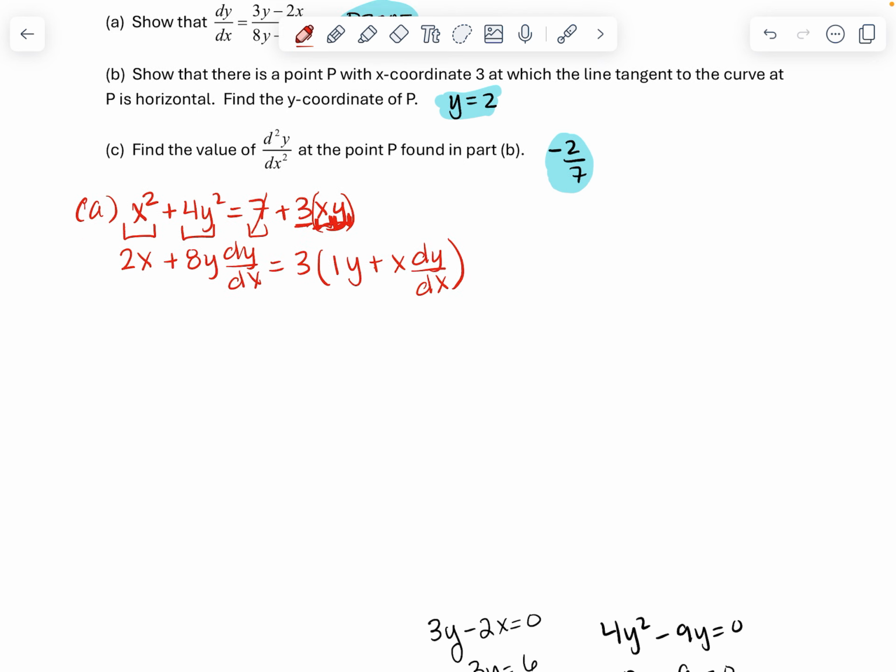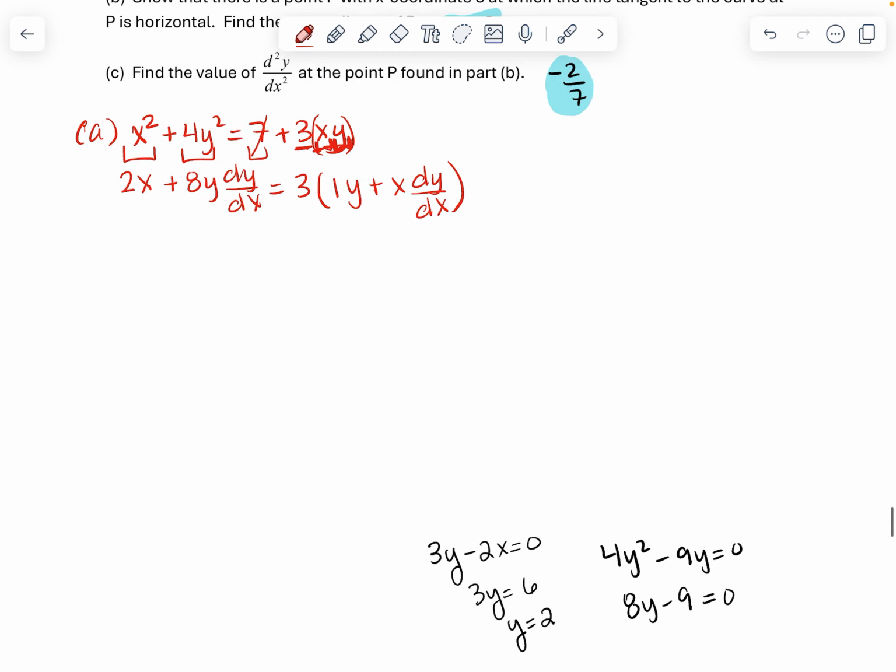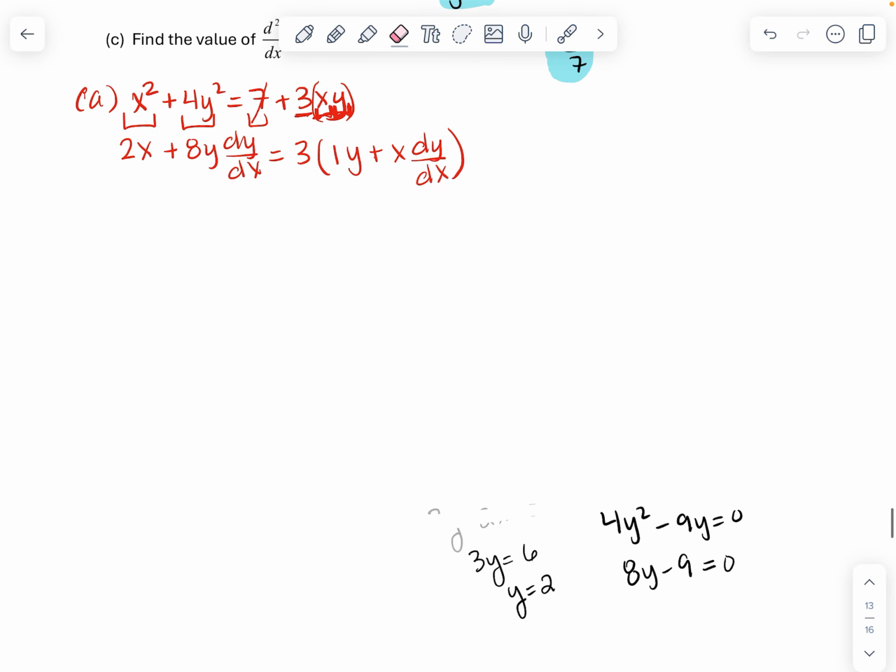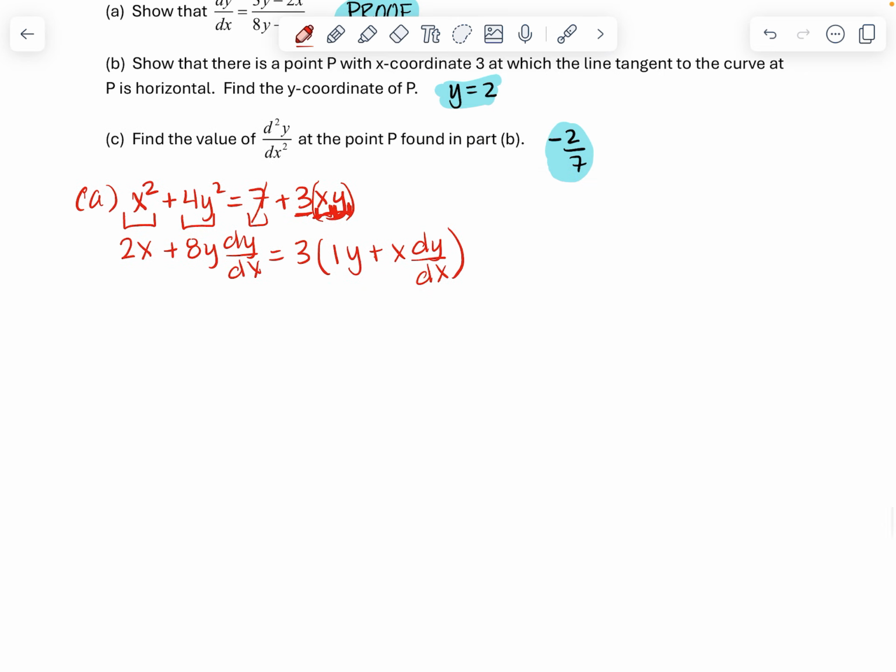Oops, I got some stuff from another problem here. Let's erase that so I have more room to do this on. Okay, so I'm going to have 2x plus 8y dy dx equals, I'm going to go ahead and distribute. So it's going to be 3y plus 3x dy dx.